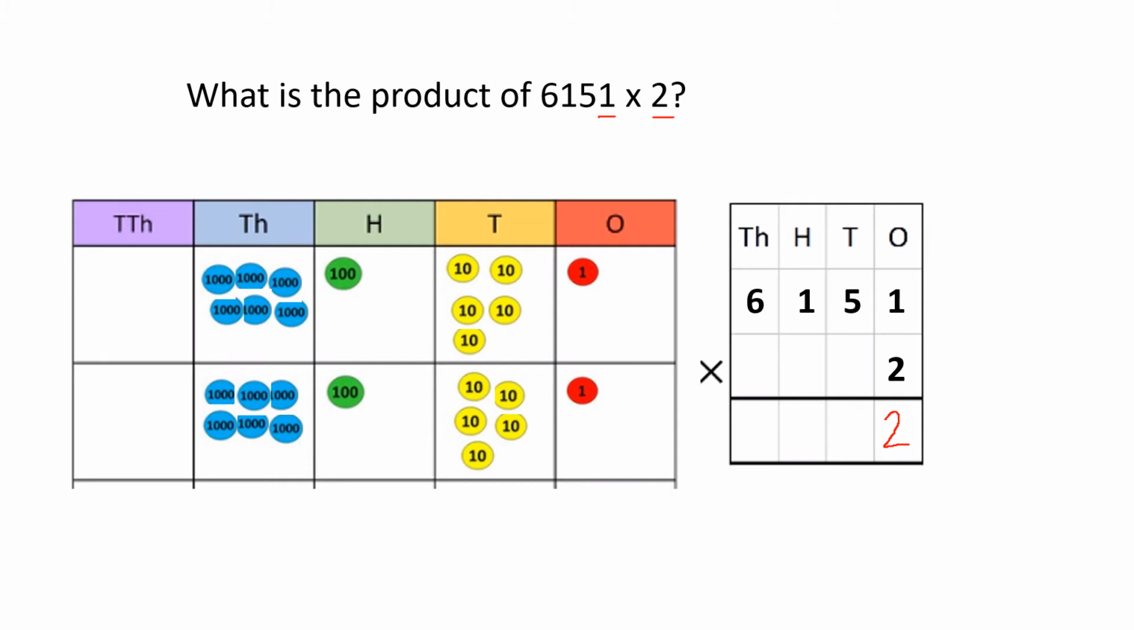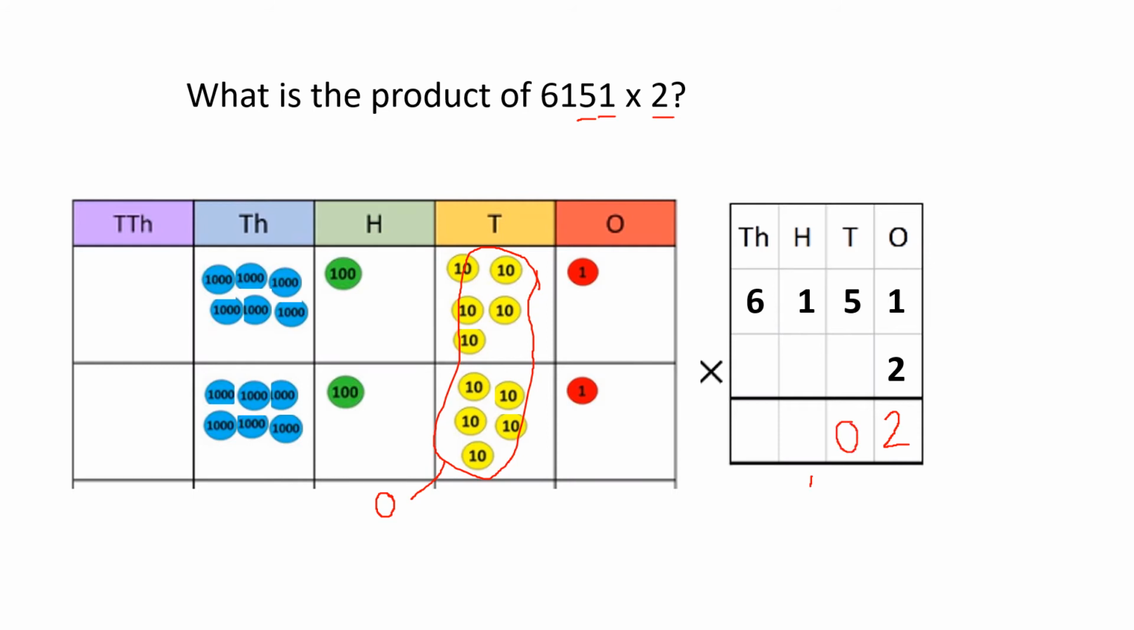We now need to multiply 2 by 5 tens. 2 times 5 tens is 10 tens. As we now have 10 tens, we can exchange them for 100. We need to carry this 100 into the hundreds column. I can put that below the hundreds column.